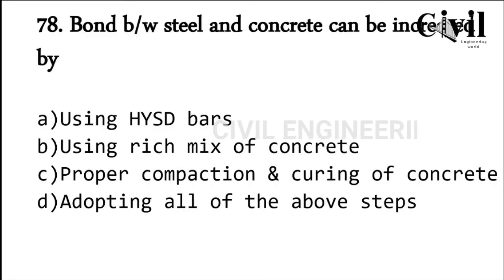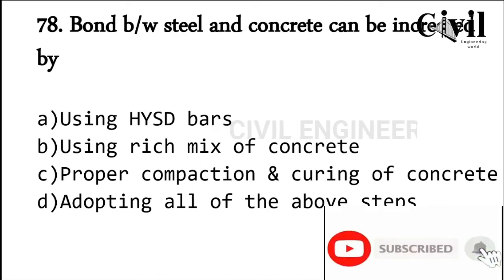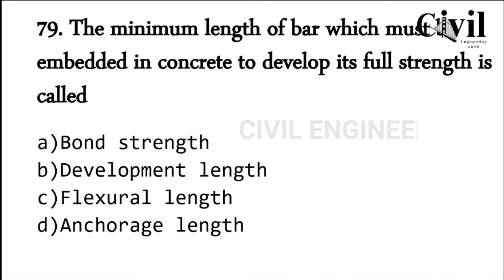Bond between steel and concrete can be increased by using HYSD bars, because these are treated bars and it increases the bond strength. Okay, so here we have three options, so D is the correct answer, adopting all of the above steps. Okay, so minimum length of the bar which must be embedded in concrete to develop its full strength is called development length, right? This is B is the correct answer.